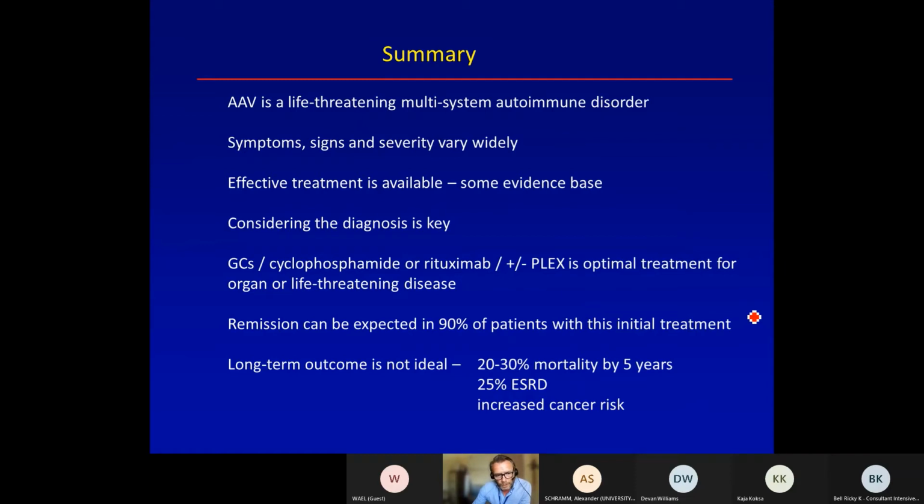With the treatment that I've talked about, remission usually is seen in about 90% of patients. But in spite of that, the outcome isn't ideal. So the mortality is still about 20 to 30% at 5 years. 25% of patients will end up with end-stage kidney disease. And because of the treatment, there's a significant increase in cancer risk in the longer term as well.